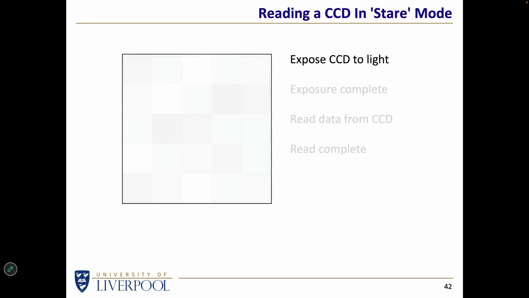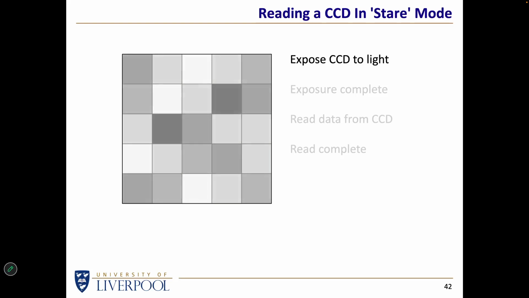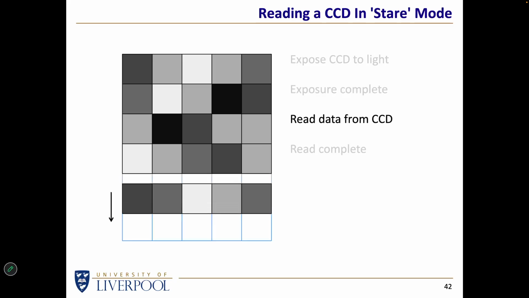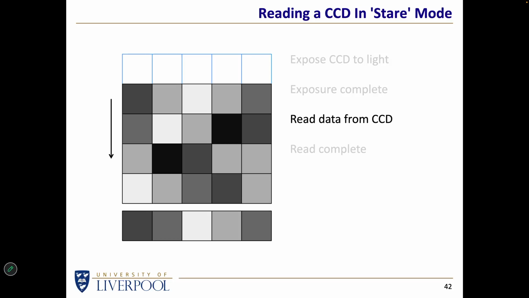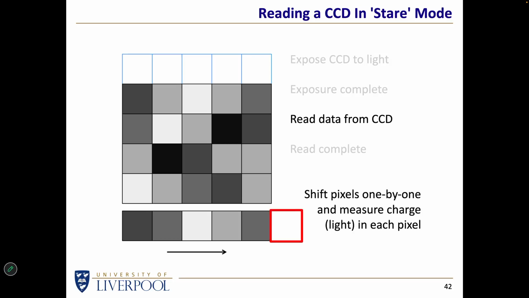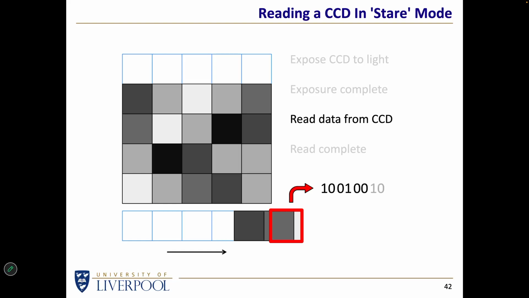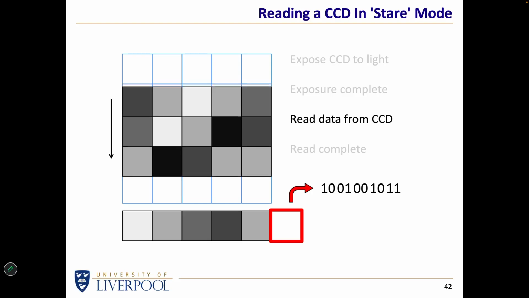So what that means is you point at an object and you expose the CCD to light, and slowly the image builds up over seconds or minutes or hours, and eventually you've got the data. Once you've got the data, you read it out. The pixels are shuffled down into a register, and then that register is read out one pixel at a time. How much charge? That is electronically measured, and the results are stored.